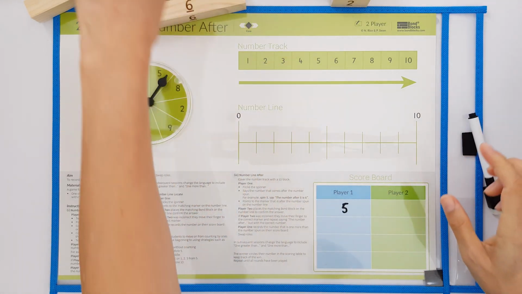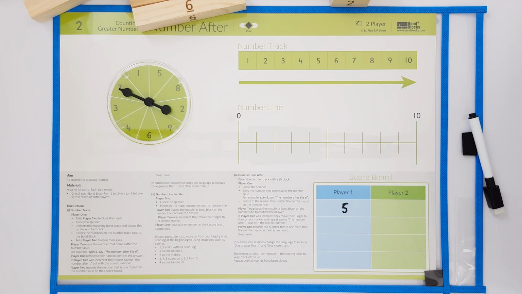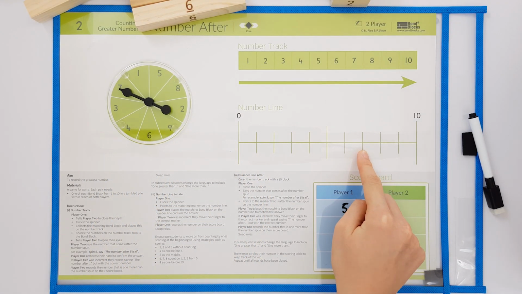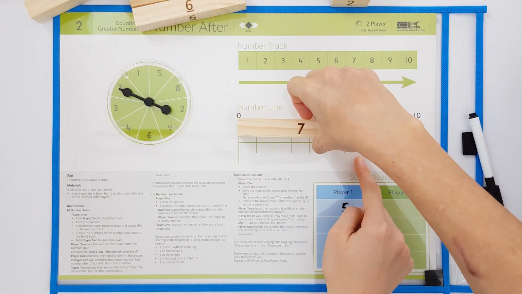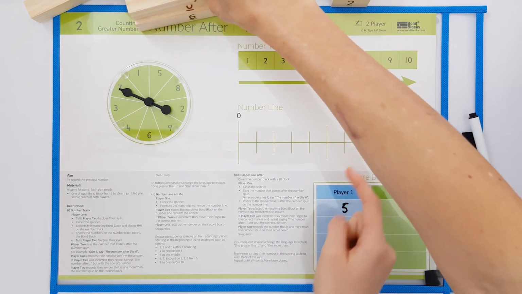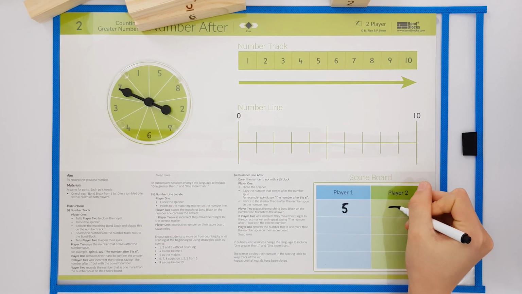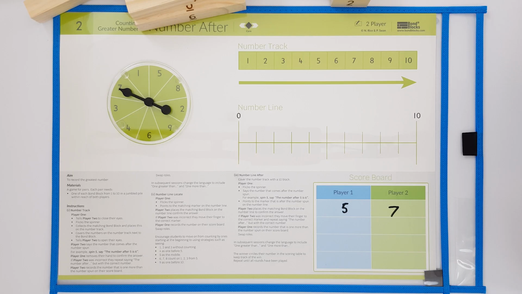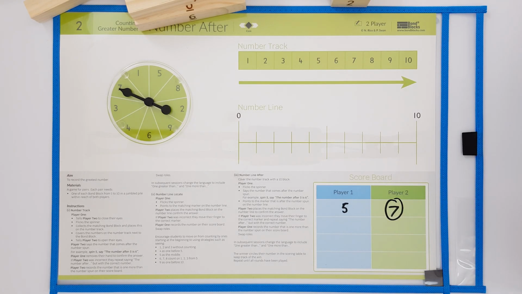Karis, now it's your turn. You spin. Good, and point to where you think that is. It's my job to check. Keep your finger on there. Yes, you identified 7. So you write 7. And because we're focusing on the number after, that's the idea of greater. So whoever's got the greater number wins. So for this round, Karis, you win. Yay.